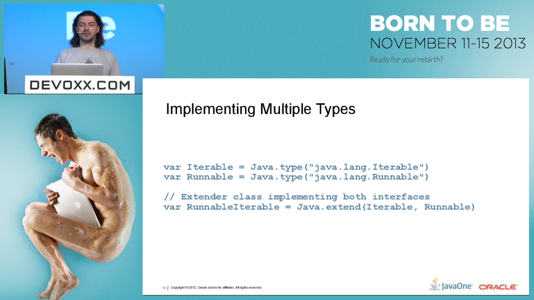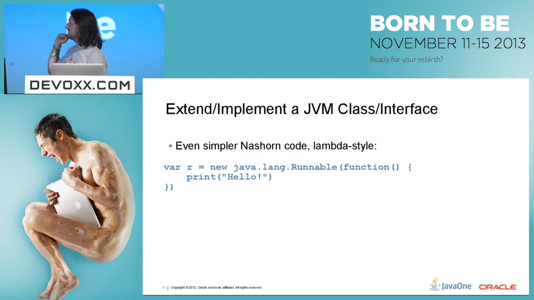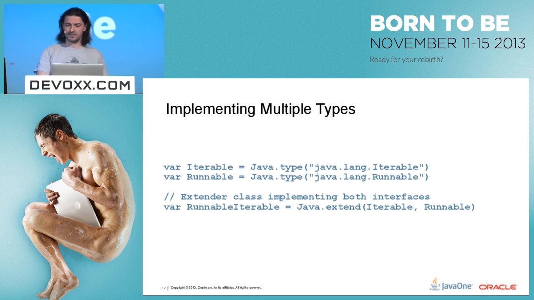You can implement multiple types. The way you do it is you use this, you see this Java.type. That's actually a way to address a type in Nashorn. In the previous example, I was just using java.lang.Runnable as identifiers on the top level. That works too. I tend to prefer using Java.type because it's safer. I'll get back to it.